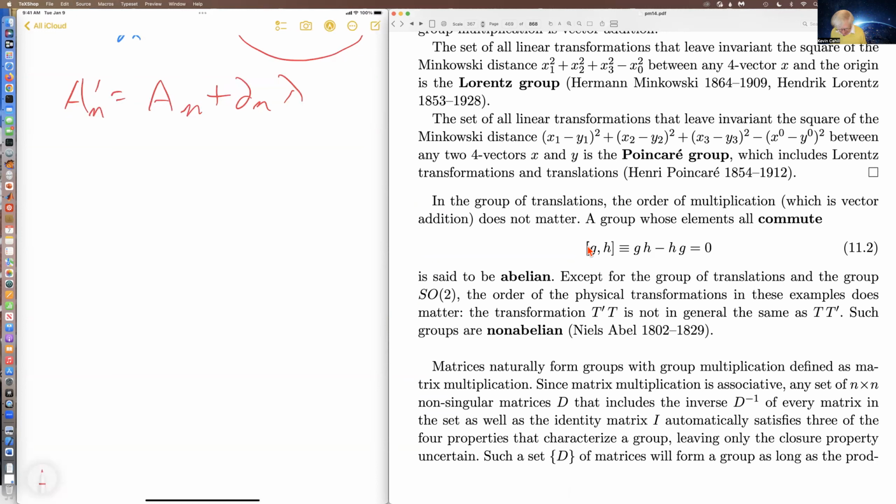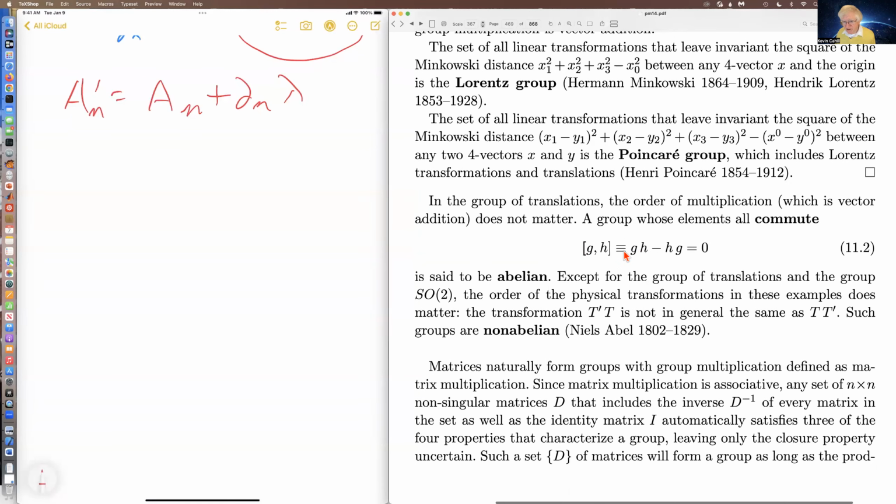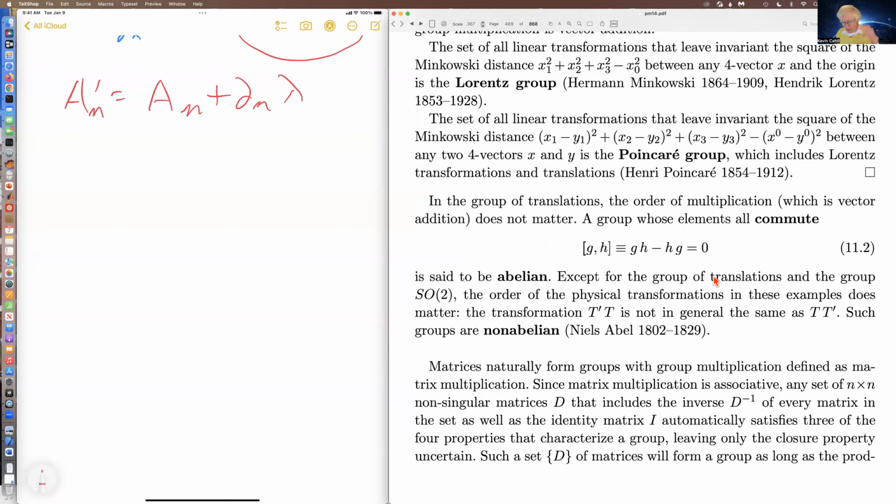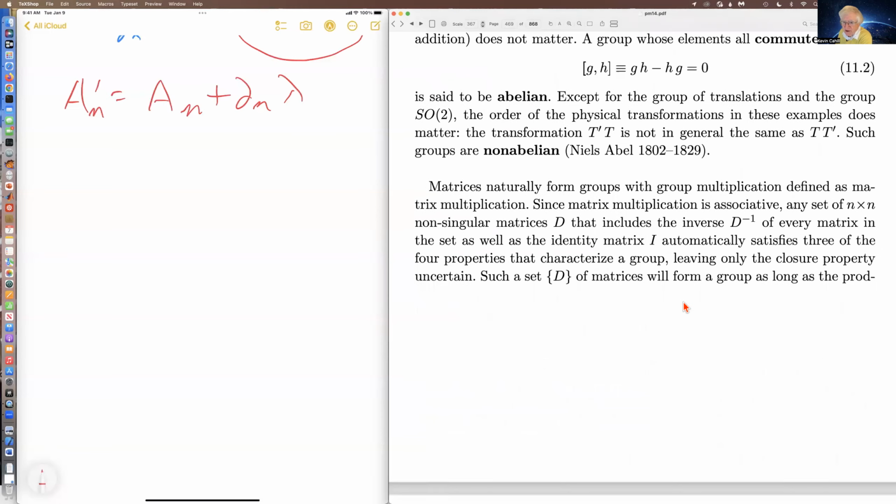So most groups, on the other hand, are non-abelian, which is to say that the commutator of two elements, GH minus HG, isn't zero. If it's zero, it's said to be abelian. If it's non-zero, it's said to be non-abelian.